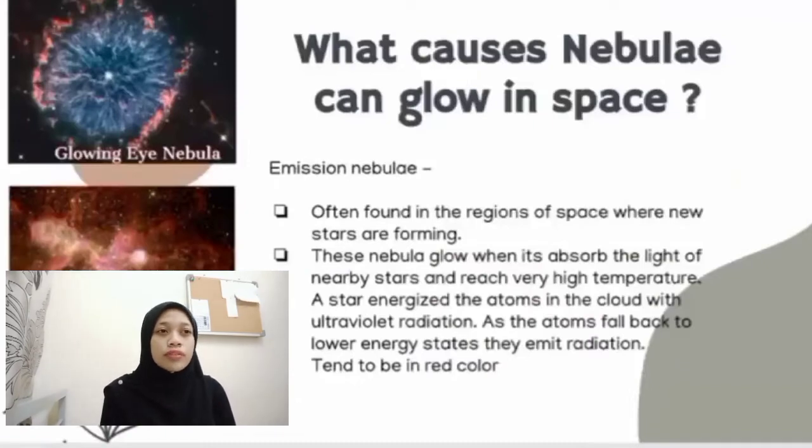Emission nebulae are often found in regions of space where new stars are forming. This nebula glows when it absorbs the light of nearby stars and reaches very high temperature. A star energizes the atoms in the cloud with ultraviolet radiation. As the atoms fall back to lower energy states, they emit radiation, and these nebulae tend to be red in color because of the abundance of hydrogen. That's why we can see the glowing nebula in space, as you can see from the picture.